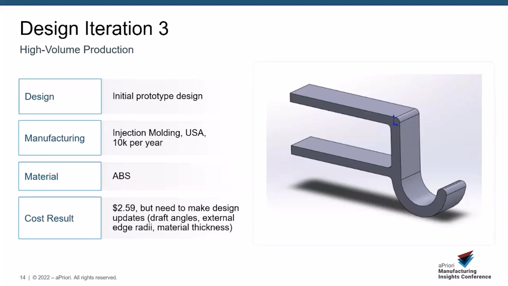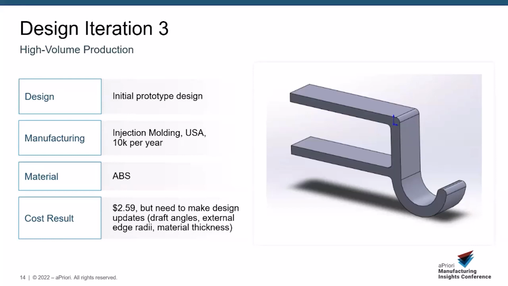Let's dig into a change in manufacturing method next. Here we are maintaining the original design with the longer legs and thicker hanger, but switching from additive manufacturing to injection molding.